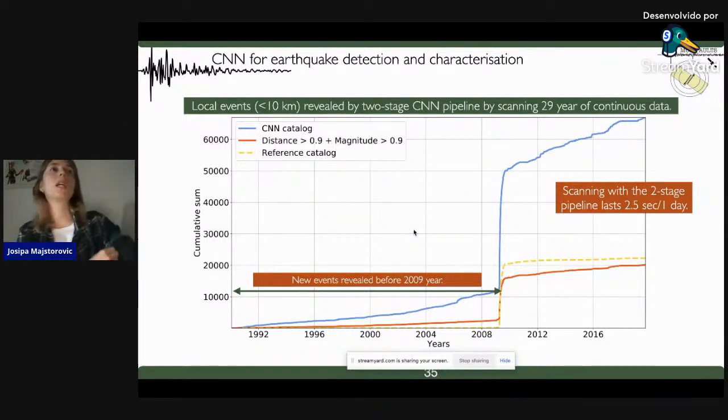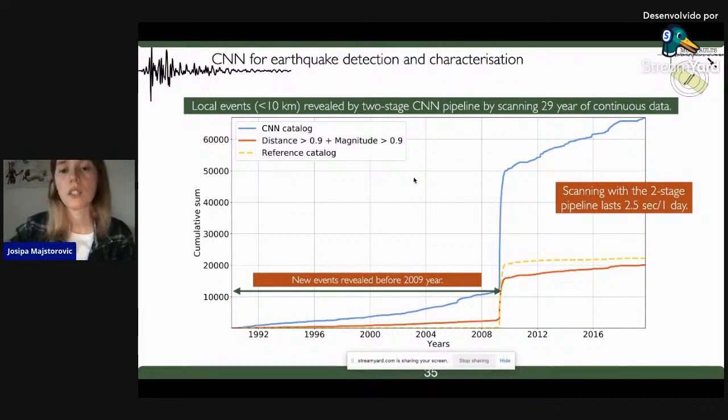Once we scan our 30 years of data, put this high threshold on the detector probability, and extract the classes using our CNN characterization model, we can basically extract only the local events, the ones close to the station, less than 10 kilometers away. And here I'm showing you all the detections in blue, in the form of a cumulative sum over the years, retrieved by my two-stage CNN pipeline.